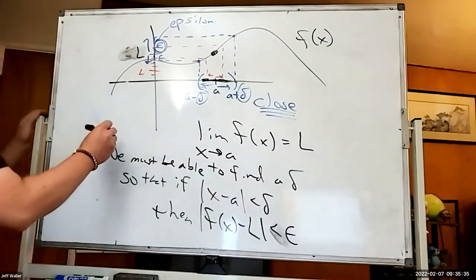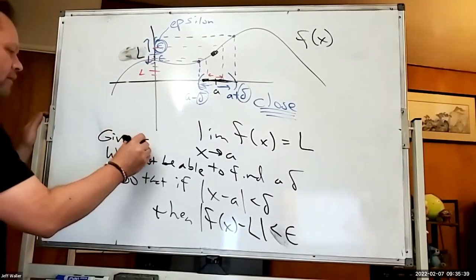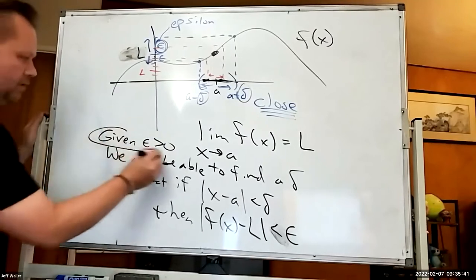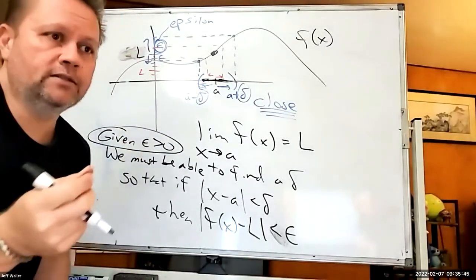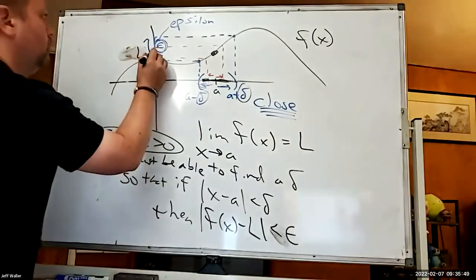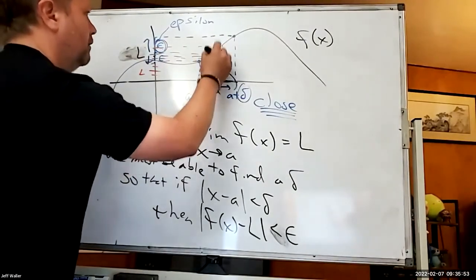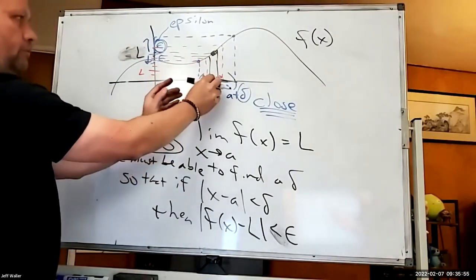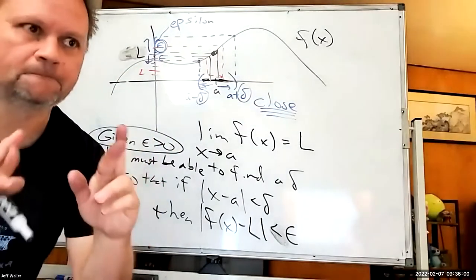Oh, I'm sorry. I did forget one thing. Given epsilon greater than zero. So somebody comes along and lays down a challenge. I want you to be 0.00001 away from L. So I want you to be really close. And I'm like, no problem. I can figure out a little range that works, right?